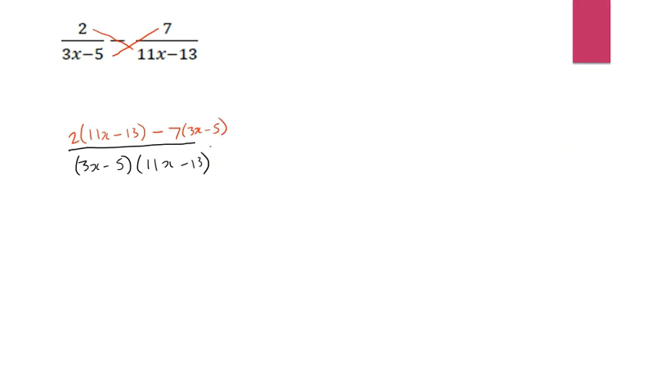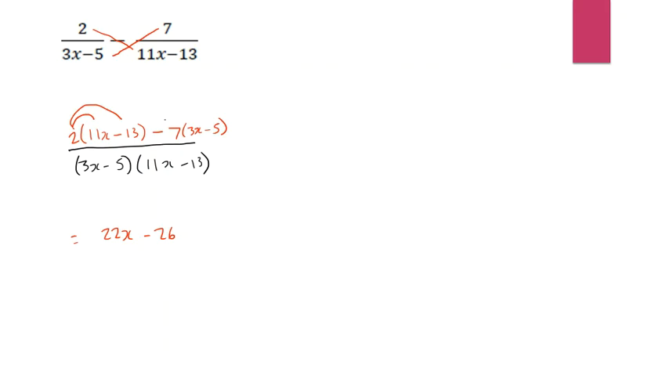So there's my numerator. Now I need to tidy that up. On my numerator, I would need to expand both of the brackets. On here, I'm expanding this bracket by multiplying through by 2. So 2 times 11x, 2 times 13. So here I've got 22x minus 26.